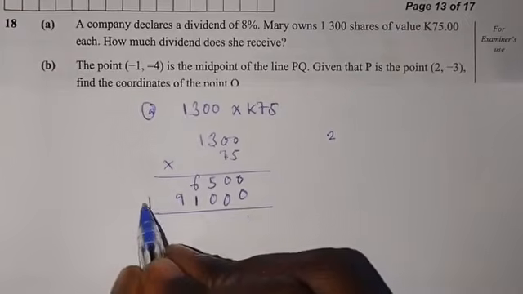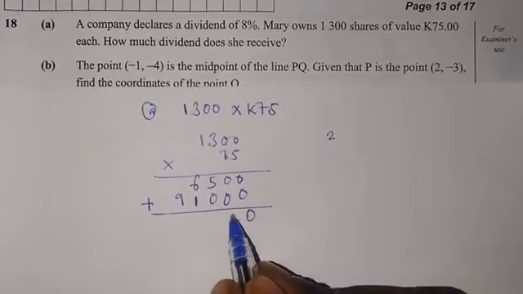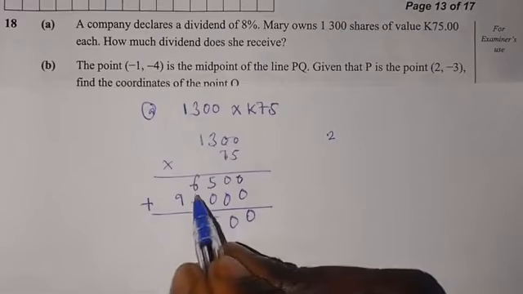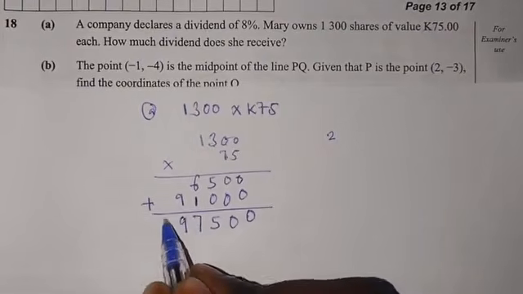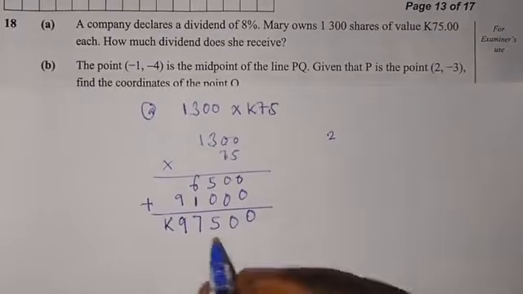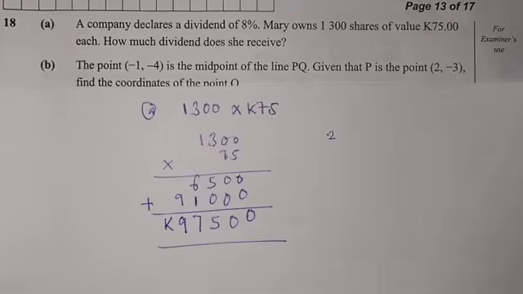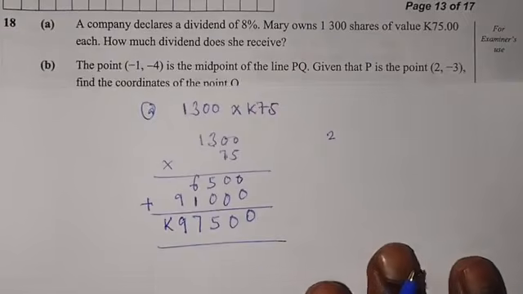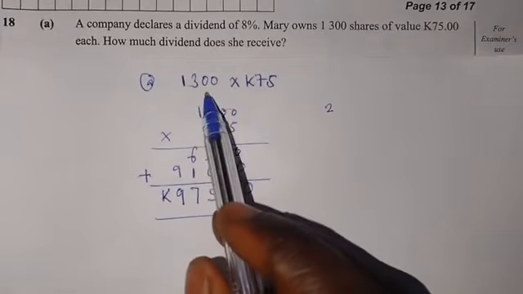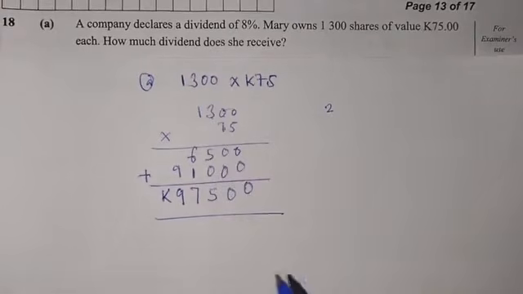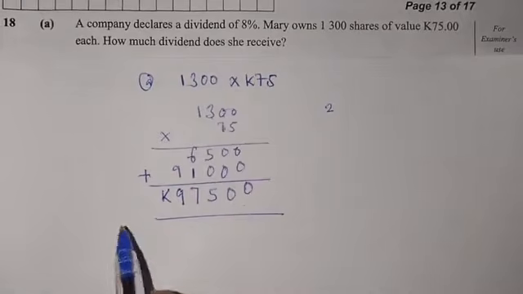So here we get 0, 0, 5, 6 plus 1, we get a 7, then here it's a 9. So this will be the cost, which is 97,500. Now, since we have found this value, this will be the cost for 1,300 shares. Now, how much dividend is Mary going to receive?